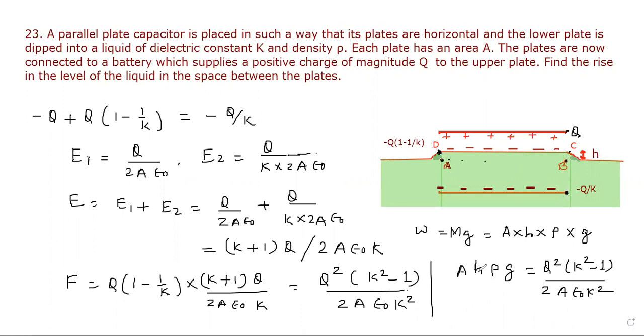Now our purpose is to get h. So h will be equal to Q square times K square minus 1, whole divided by twice of this, A will go in the denominator. So twice of A square times K square times epsilon naught times rho g, which is our answer.